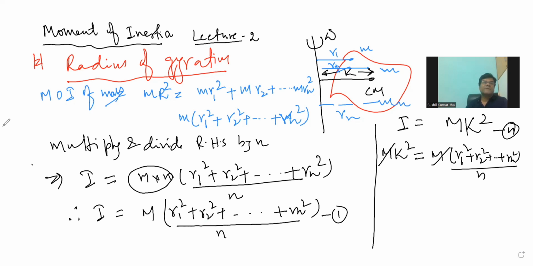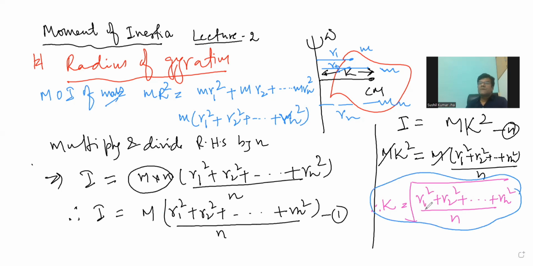which means we get what? Therefore, k would be r1 square, r2 square plus rn square divided by n, whole under root. So this becomes the formula for the radius of gyration, and this is the root mean square distance of the individual particles. The root mean square of the individual particles is k, and k is a mere distance, so it is measured in meter only, SI unit. Hope you have understood. Thank you so much.